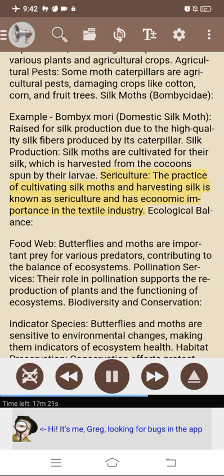Sericulture has economic importance in the textile industry. Ecological balance. Food web. Butterflies and moths are important prey for various predators, contributing to the balance of ecosystems. Pollination services. Their role in pollination supports the reproduction of plants and the functioning of ecosystems.